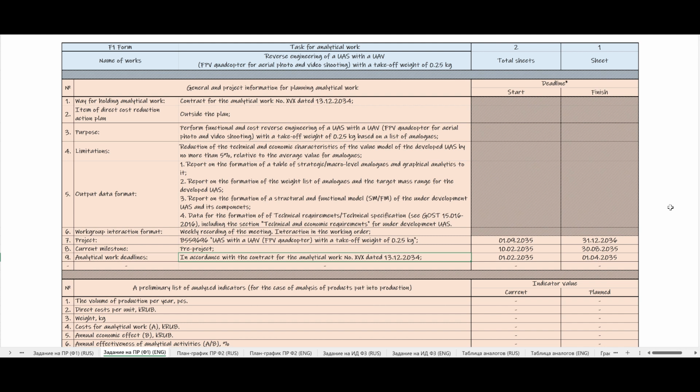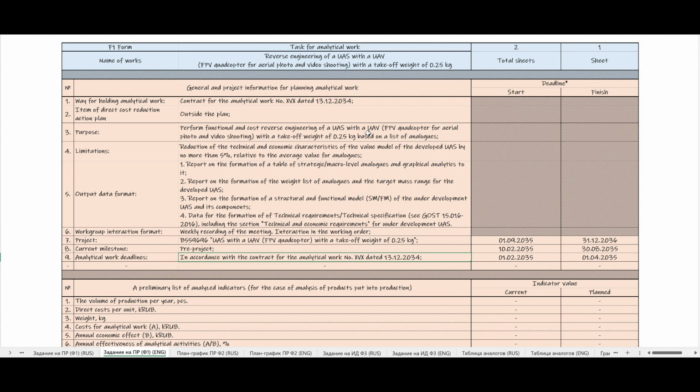In our example, the limitation is that the technical and economic characteristics of the functional and cost model of the developed unmanned aircraft system be no more than 5% different relative to the average value for analogs. This formulation of the limitation, about 5%, is based on statistics, according to which in reverse engineering a common phenomenon is a decrease in performance compared to the analog.